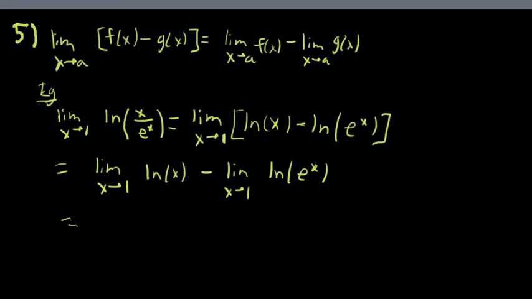The limit as x tends to 1 of ln of x, well, let's see what happens. As x tends to 1, ln of x is going to approach 0, right? Because if you remember what ln is, it's the exponent to which e must be raised for e to the x to become a particular value. So what do you have to raise e to for e to the x to be 1? Well, you have to raise e to the 0, right?